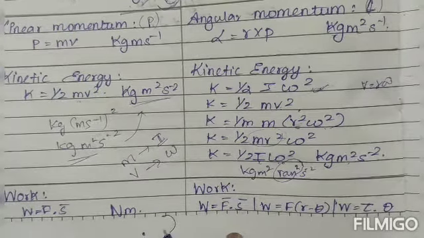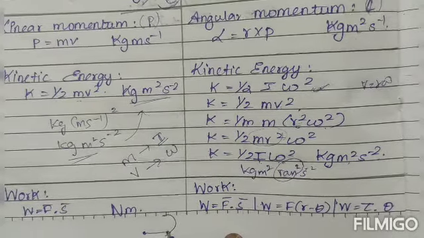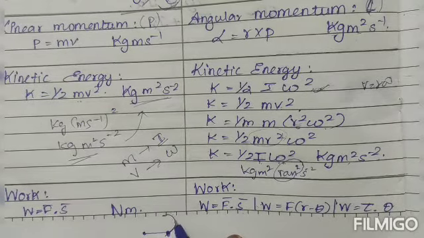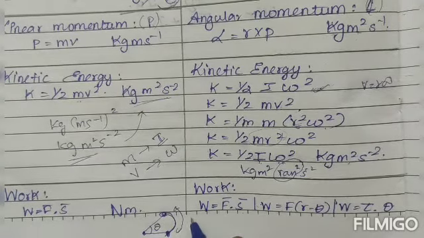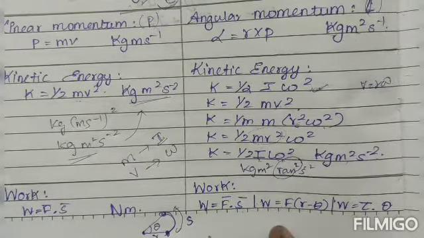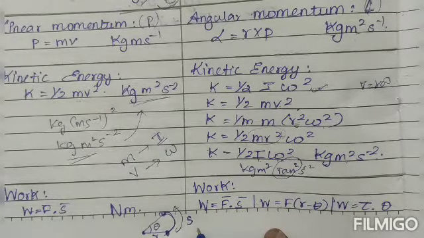This is the origin, the initial position of the particle. After some time, the particle reaches here, making an angle theta. This is the arc S, and this is the radius. You know the radian formula.